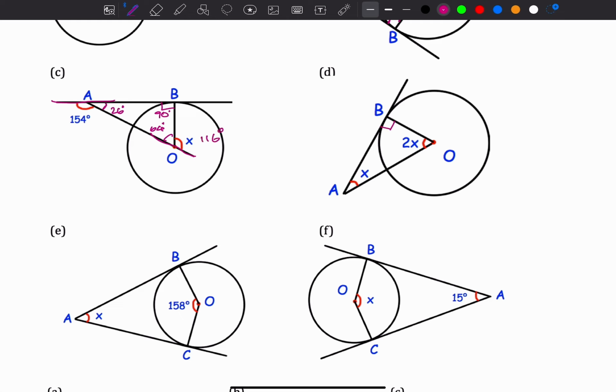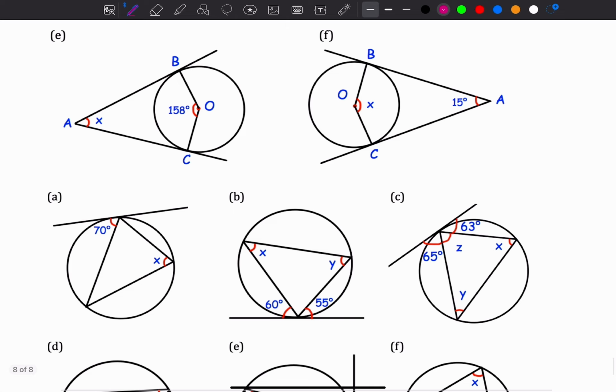That's 90. 90 plus how many x? 3x should give you a total of 180. 3x is, take away 90, x is 30. Okay, this is what's most likely to come up in the exams.